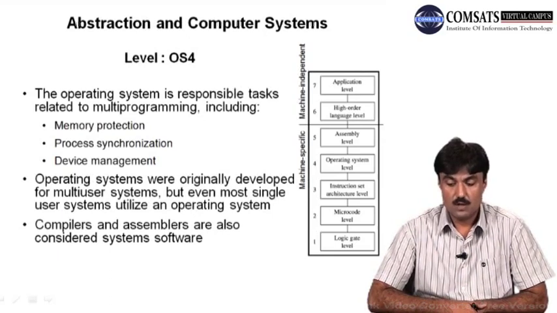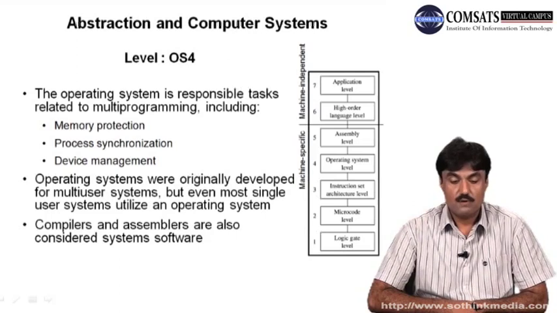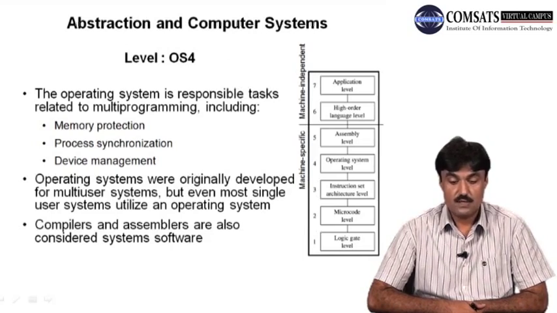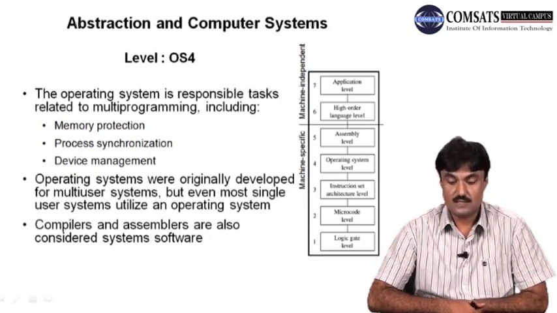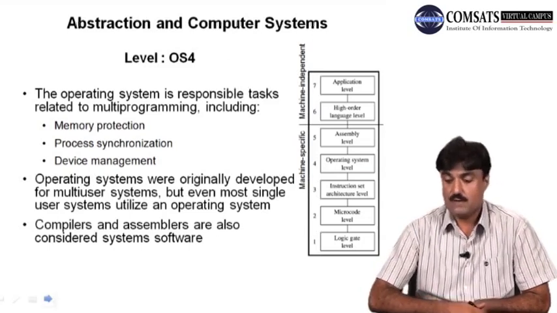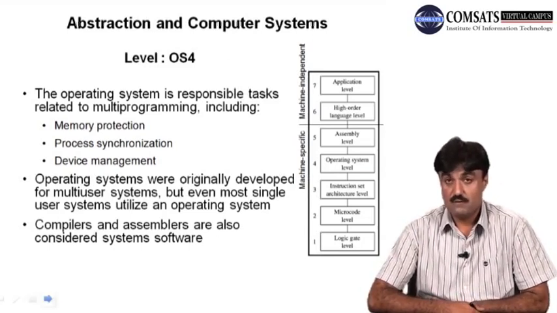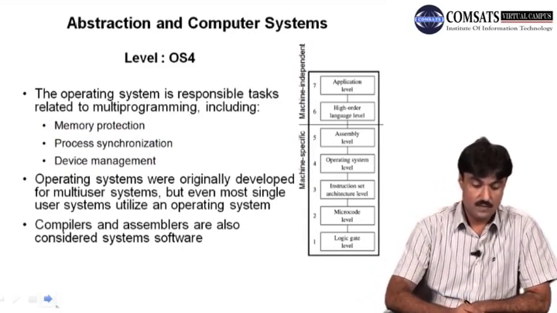Level number 4 is called the operating system level. At this level, the operating system is responsible for tasks related to multi-programming, including memory protection, process synchronization, device management, etc. Operating systems were originally developed for multi-user systems, but even single-user systems utilize an operating system. Compilers and assemblers are also considered system software. So this is level number 4. Now we will move to levels 3, 2, and 1.